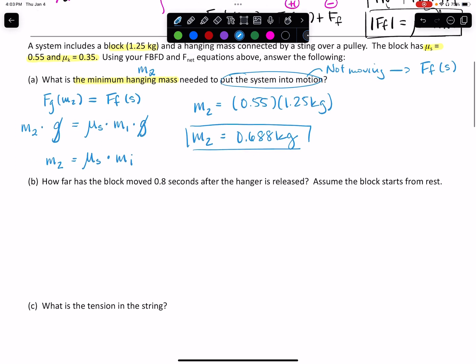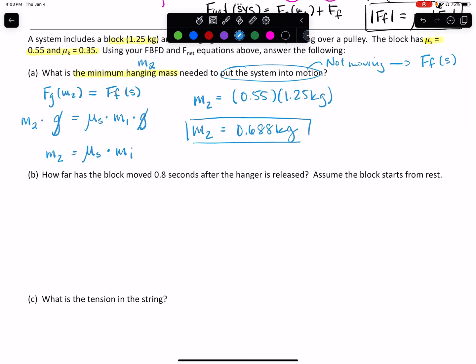Let's look down here at part 2. Here it asks how far has the block moved in 0.8 seconds after we release the block, the hanger rather. Assume it starts from rest. I always like to start my problems, when we're asked questions about distance or velocity or time, by putting together my variable list. So here are my variables.